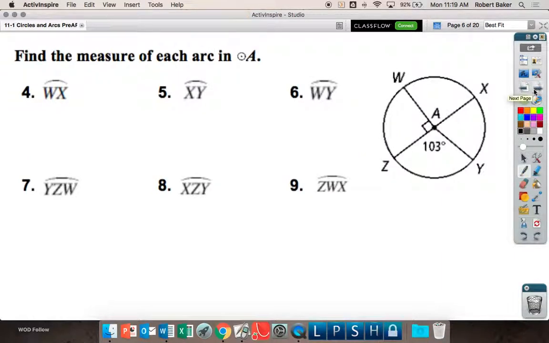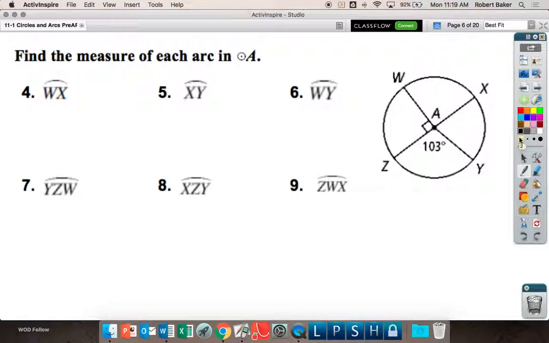Find the measure of each arc in circle A. When I'm asking for a measure, what are my answers supposed to look like? Degrees. Not radians, just straight up degrees. Every answer you give should be in degrees. How would you do this? I would find the rest of the degrees. Okay, find the rest of the degrees.